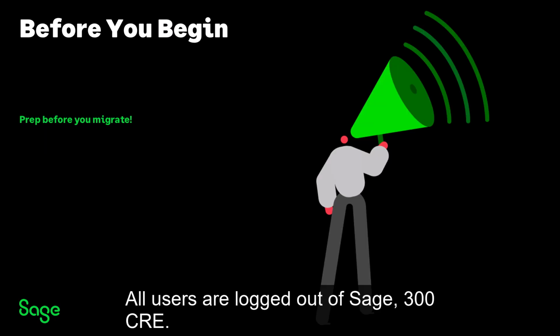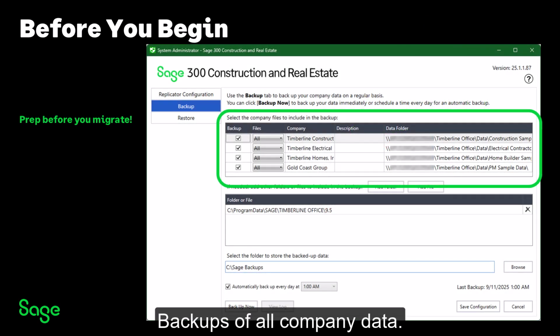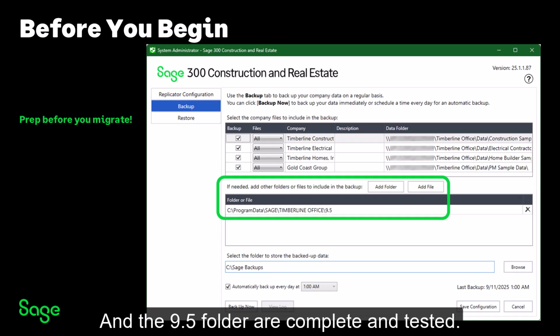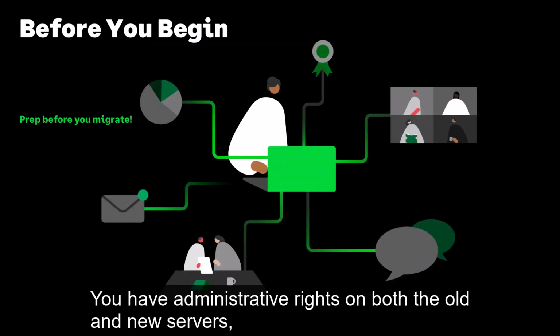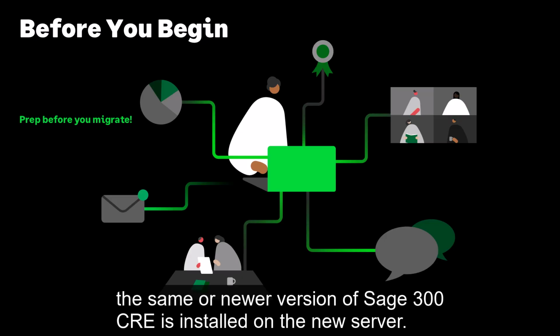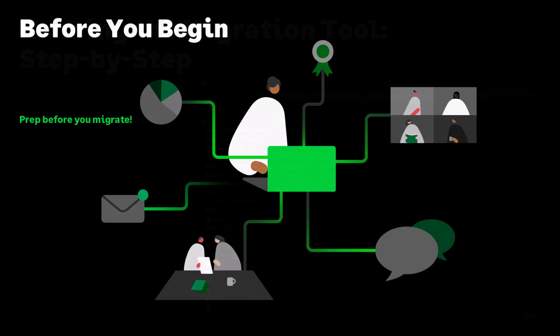All users are logged out of Sage 300 CRE. Backups of all company data and the 9.5 folder are complete and tested. You have administrative rights on both the old and new servers. The same or newer version of Sage 300 CRE is installed on the new server.